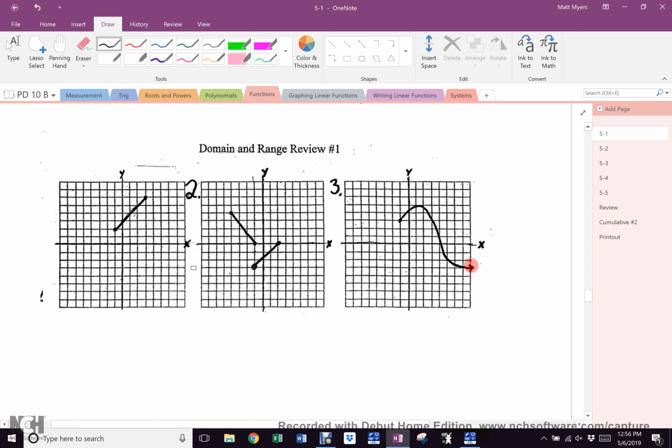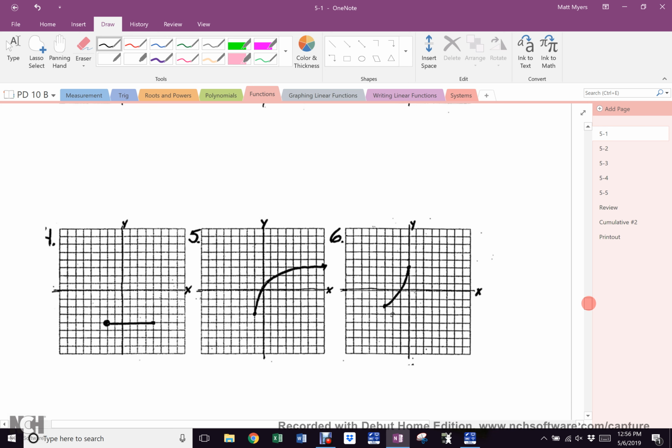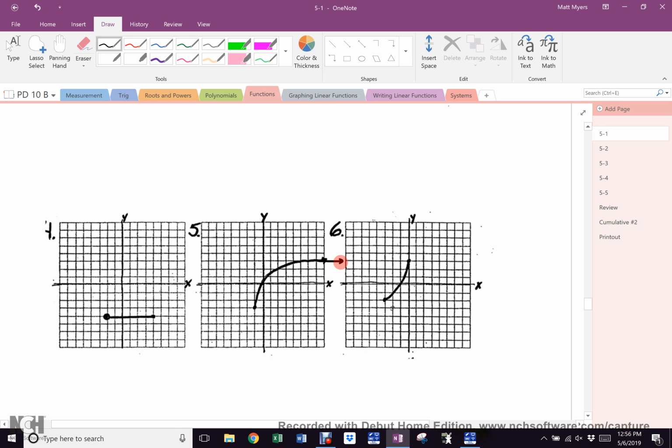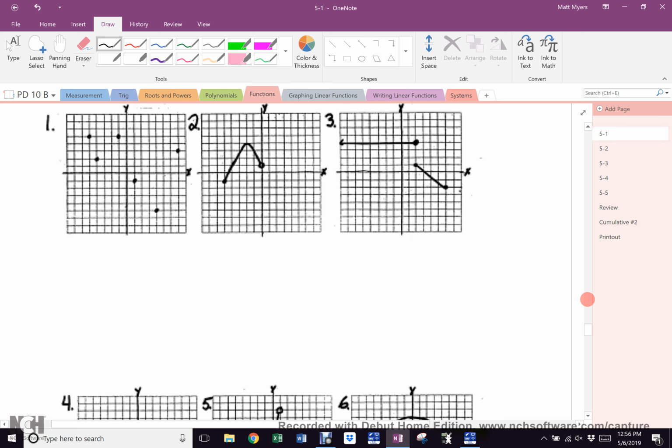In number three, this arrow is going flat. Okay? In number five, the arrow is going flat again. Is that clear to everyone? Okay, turn the page over. Number two. This dot is open. This arrow is flat. This dot is open. Everybody cool?